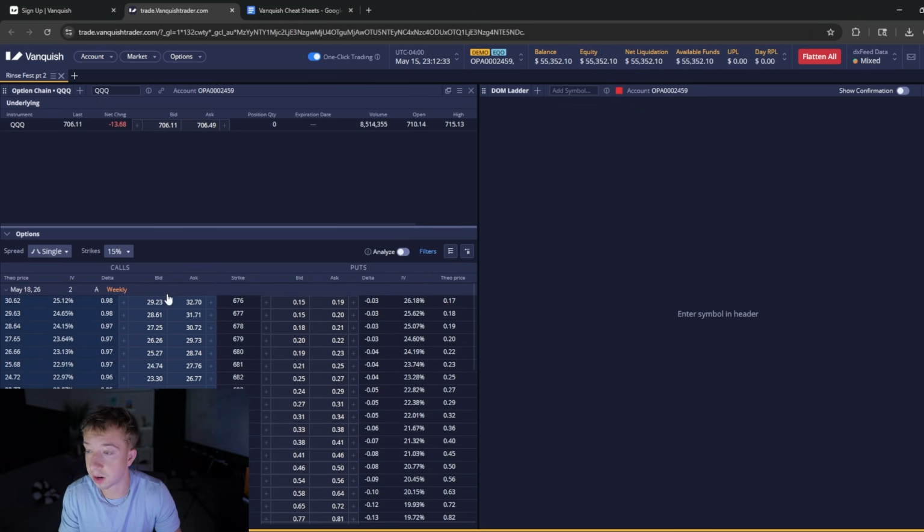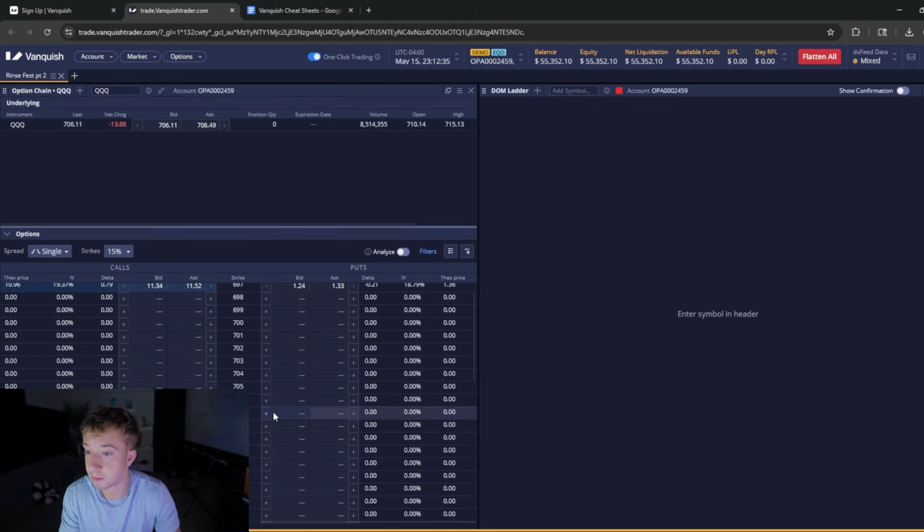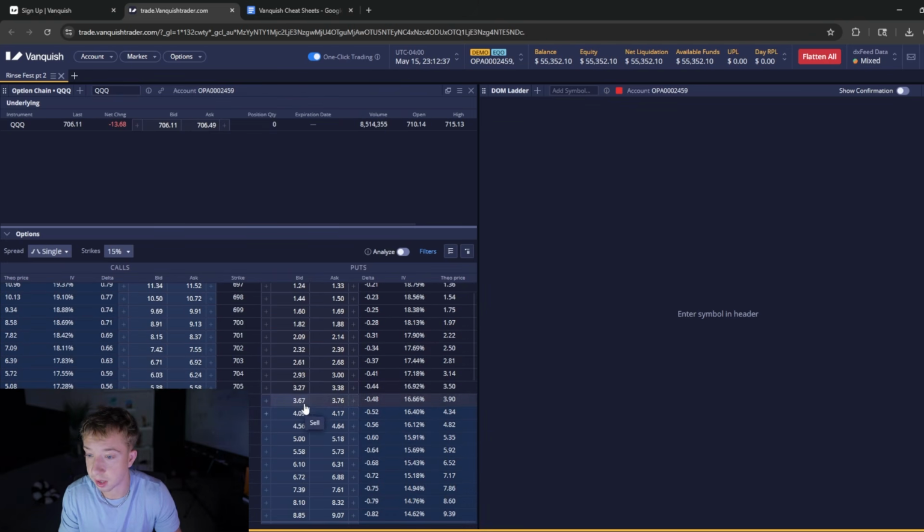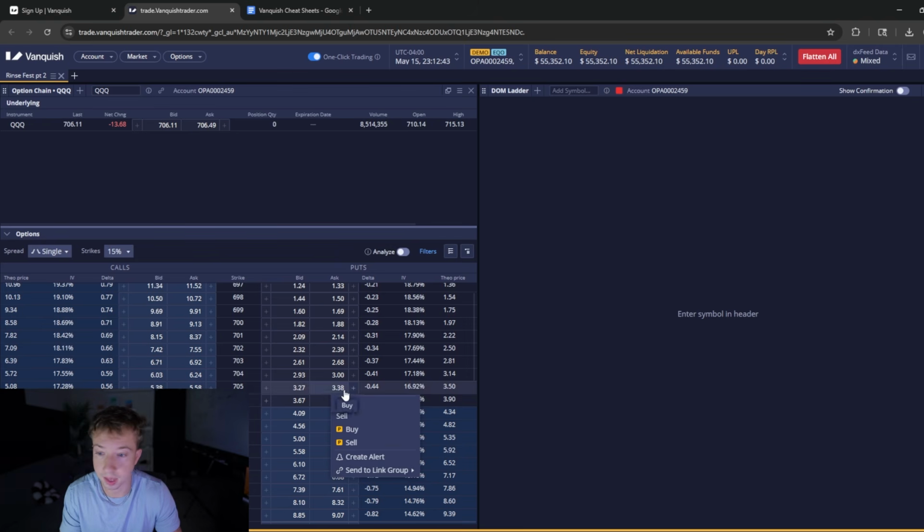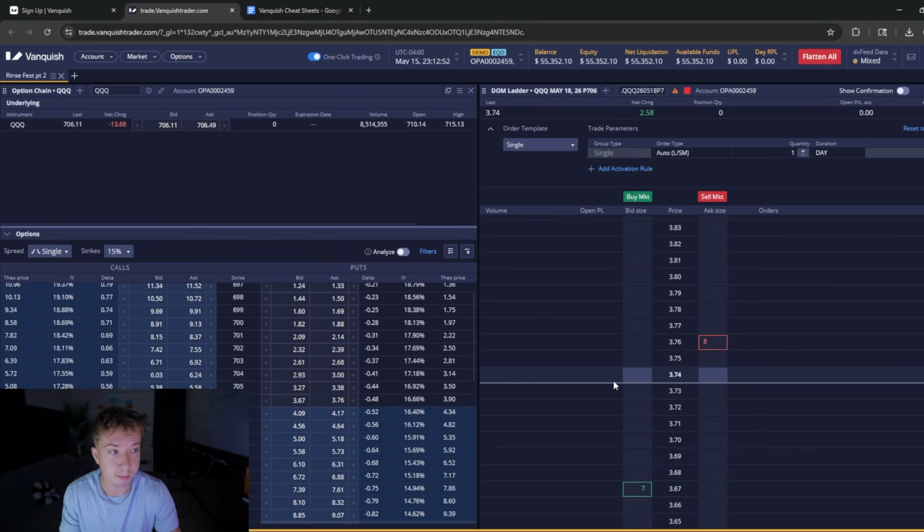Now, whatever contracts I want to pick, let's say I want to pick puts on the 706 put on the strikes. We're going to right click anywhere, does not matter where on here, as long as it's on this side. We're going to send to link group. We made it red. Bam.